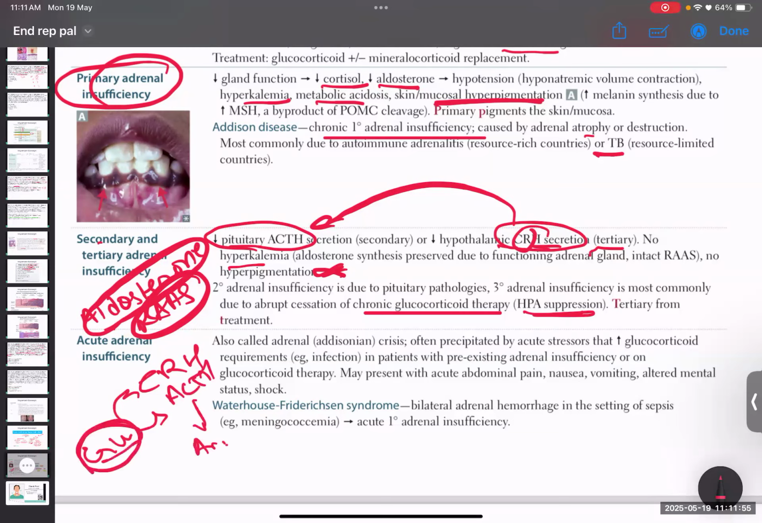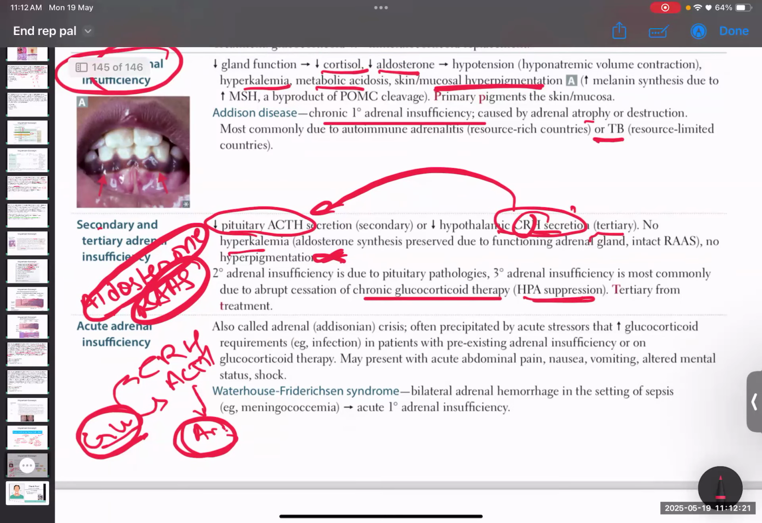So that's why you will have tertiary adrenal insufficiency, mainly either from CRH, but it's most commonly because of treatment with glucocorticoids. And if you stop that treatment, your adrenal glands have already atrophied. There's no other way of producing cortisol or mineralocorticoids.